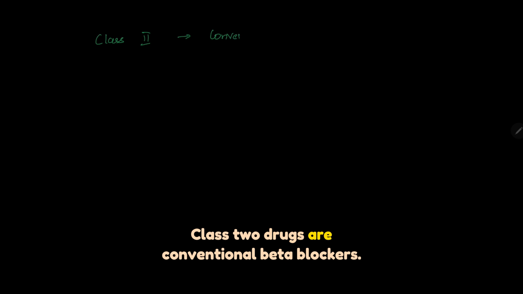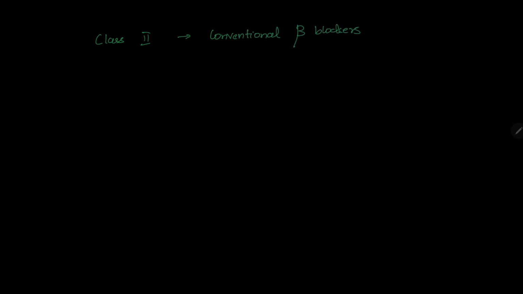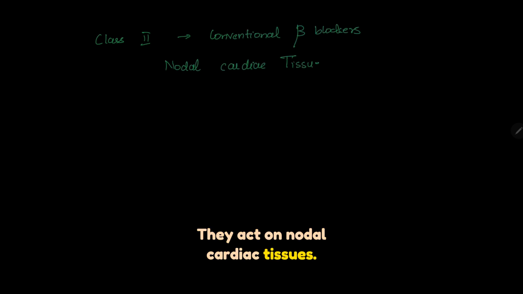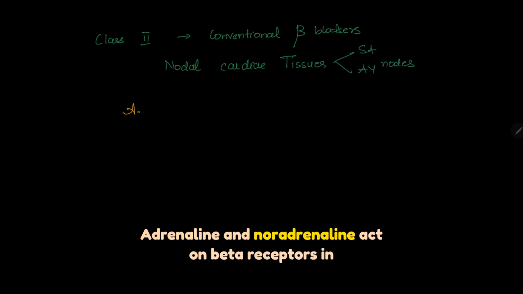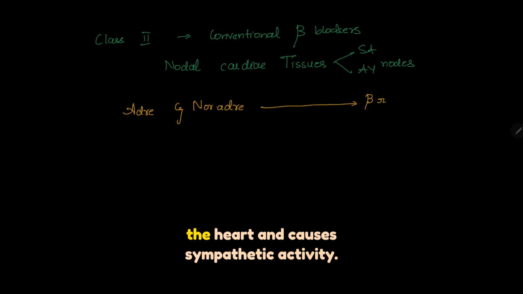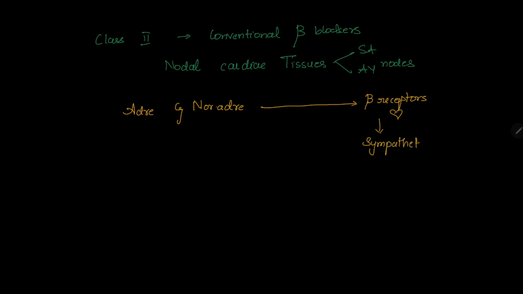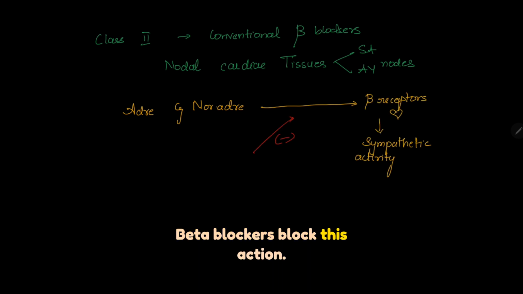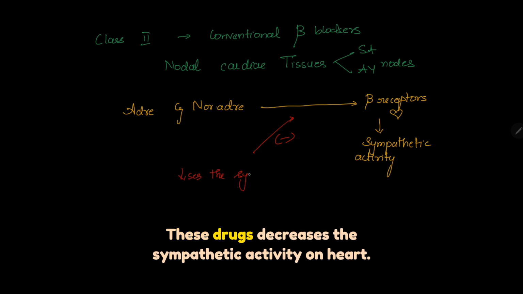Class 2 drugs are conventional beta blockers. They act on nodal cardiac tissues. Adrenaline and noradrenaline act on beta receptors in the heart and cause sympathetic activity. Beta blockers block this action. These drugs decrease the sympathetic activity on heart.